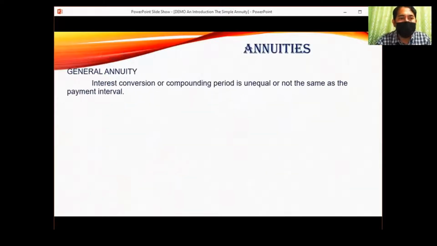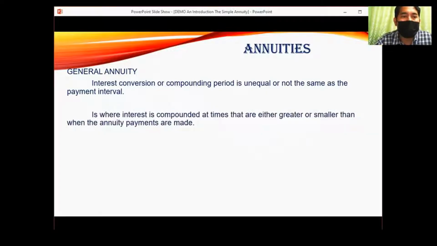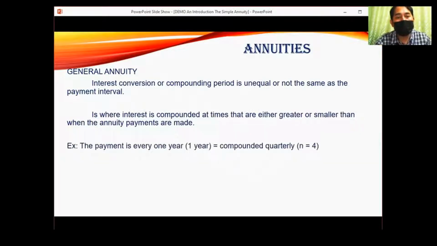Next to be discussed, general annuity. Sabi dito, pagka general annuity, that is the opposite of simple annuity. Sabi dito, the conversion period or compounding period is not equal to payment interval. Ayan. So it is an opposite of the simple annuity. It is where interest is compounded at times that are either greater or smaller than when the annuity payments are made. So what is the example of that one?